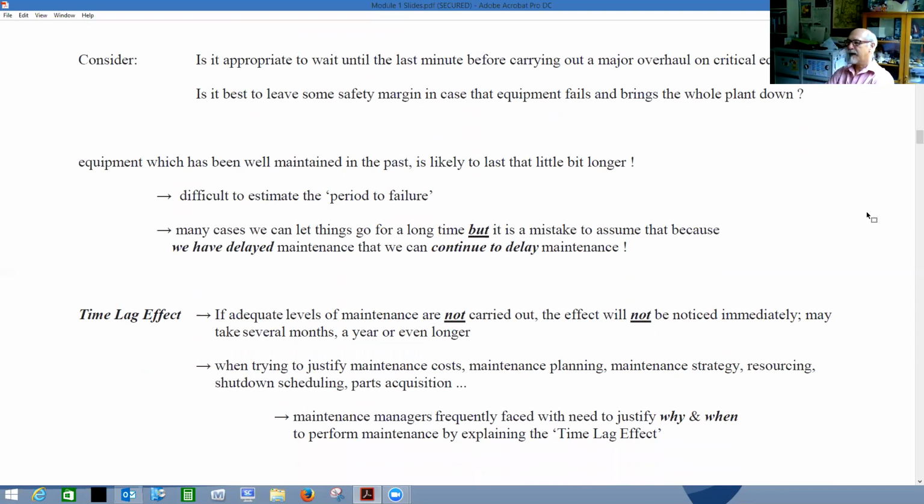When trying to justify maintenance costs, maintenance planning, maintenance strategy, resourcing, shutdown scheduling, parts acquisition, all those kinds of things, maintenance managers or planners are frequently faced with the need to justify why and when to perform maintenance by explaining the time lag effects. In other words, you have to go to management and say, "Yeah, I know everything's going really well now. Yeah, I know the planned maintenance is coming up in 2 months' time, but after that, we also have to take into consideration these things."